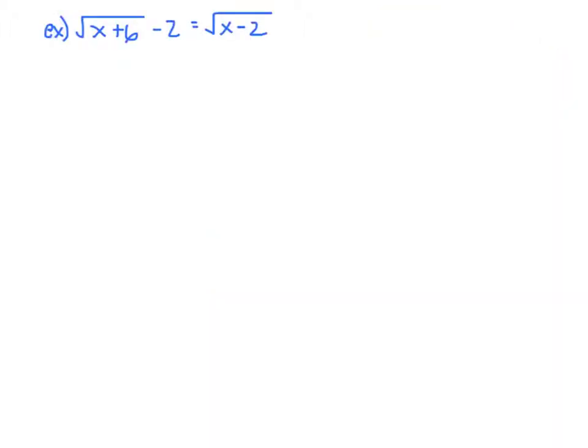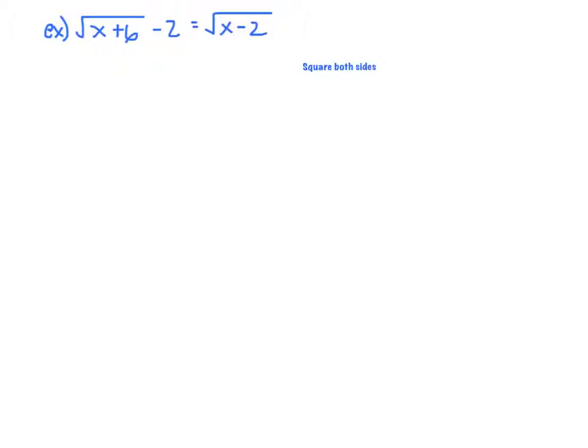Alright, in this example, we have a radical on each side of the equation already, but we also have this extra negative 2 hanging out. And that makes things a little bit more complicated. Once we have the radicals on each side of the equation, we can start the whole thing the same way as we did the last problem. We're going to start by squaring both sides.